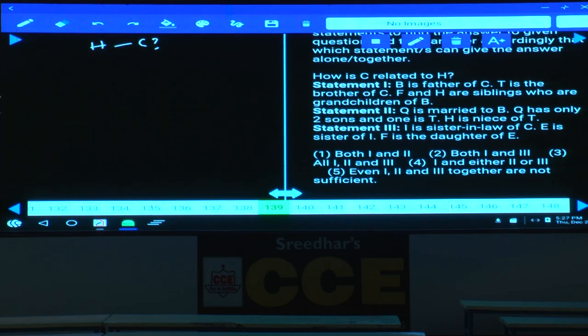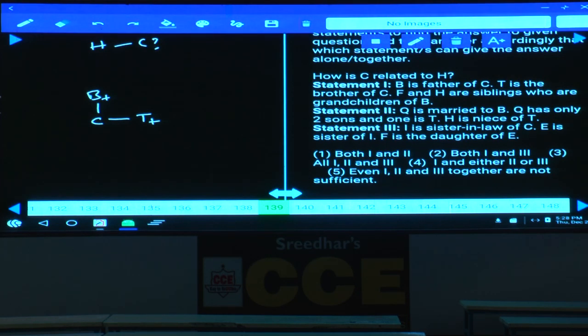Now, if you take 1 and 2 here, what is 1? B is the father of C, which can be written like this. T is the brother of C. F and H are siblings, and these siblings are the grandchildren of B. Isn't it? Now, who are B's grandchildren?